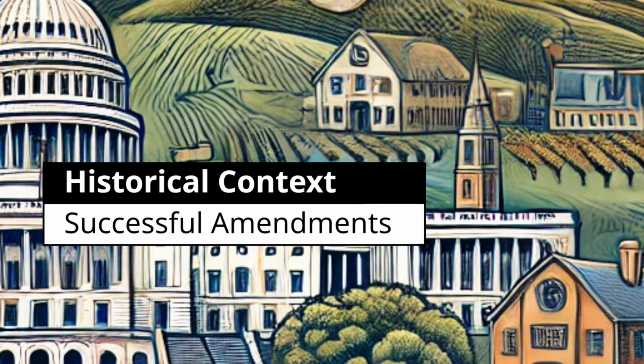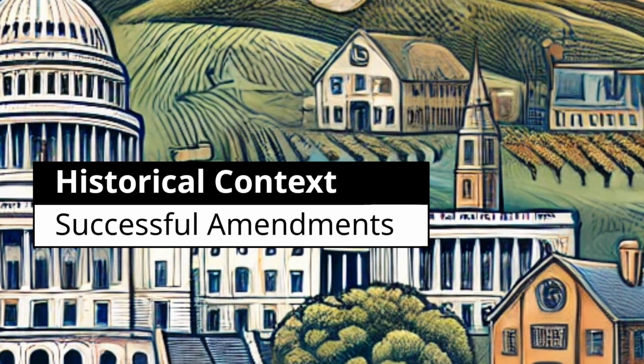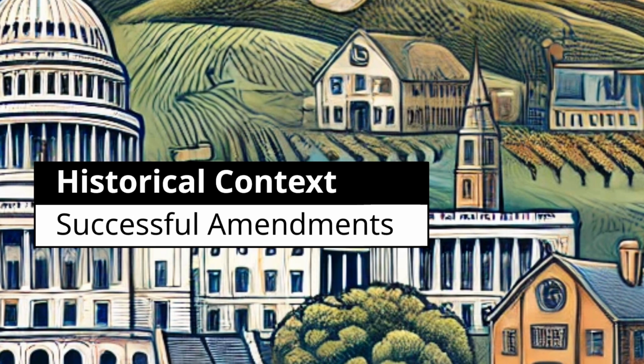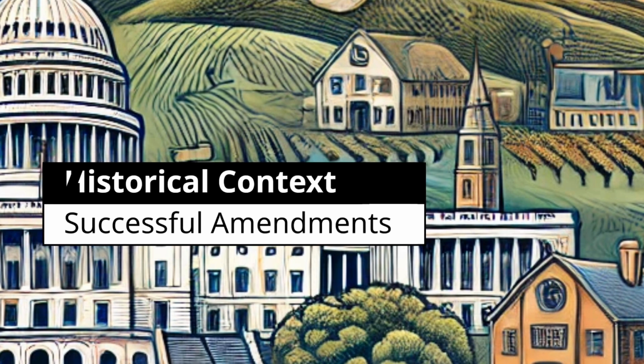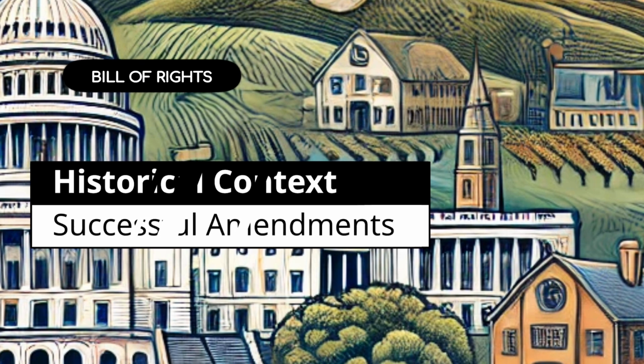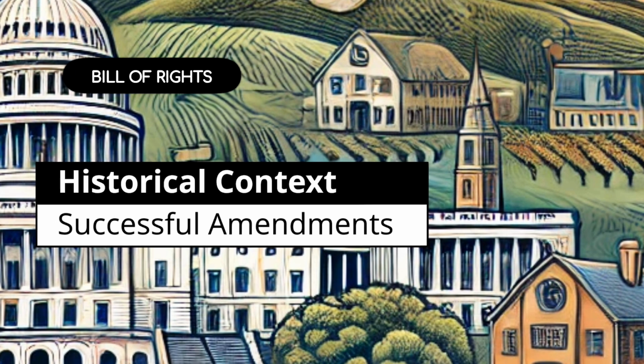Historical context, successful amendments. Despite the challenges, the amendment process has been successful in addressing critical issues over time. Key examples include the Bill of Rights, 1791. The first 10 amendments were ratified just a few years after the Constitution was adopted, ensuring protections for individual liberties.